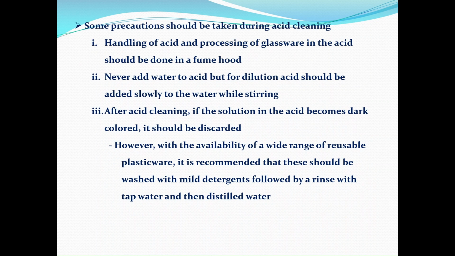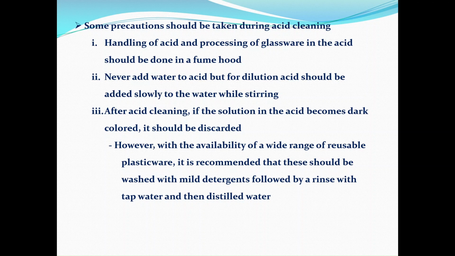However, there are some precautions you should take during acid cleaning. First, handling of acid and processing of glassware in the acid should be done in a fume hood. Second, never add water to acid. For dilution, acid should be added slowly to the water while stirring the latter. After acid cleaning, if the solution in the acid becomes dark-colored, it should be discarded.